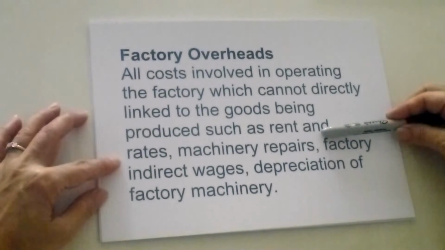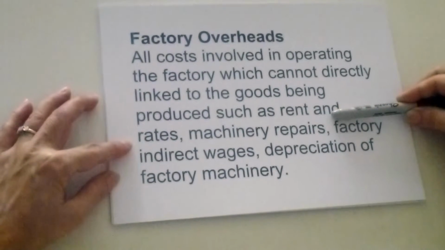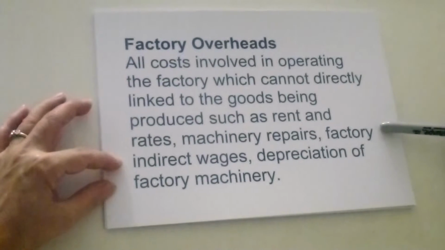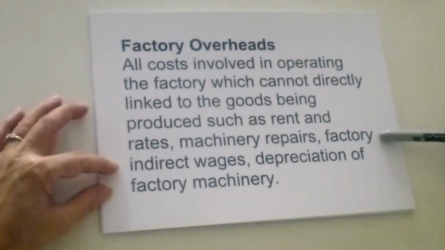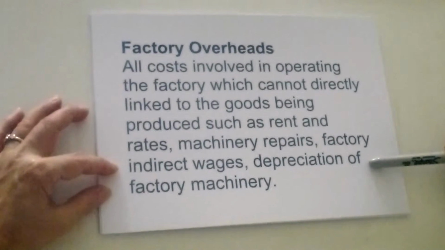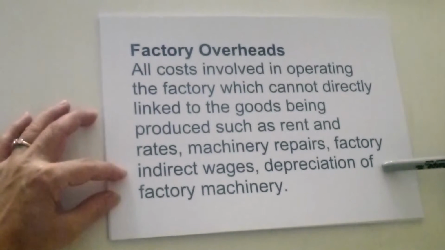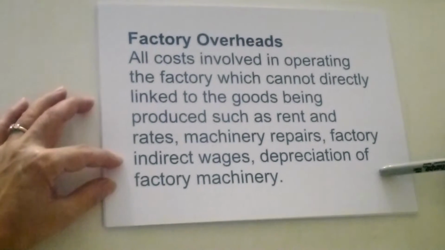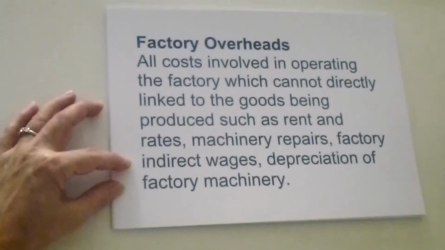Machinery repairs. Machinery repairs do not depend on the number of products that you produce. Factory indirect wages. This will include salary paid to supervisor. Depreciation of factory machinery. Again, you depreciate your factory machinery according to whatever method that you'll be using, for example, straight line method or reducing balance method. So it will not depend on your products that you produce.